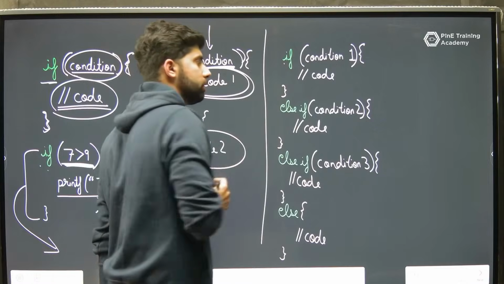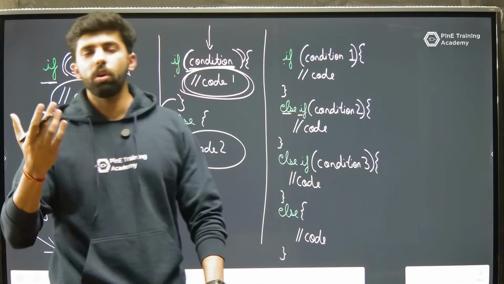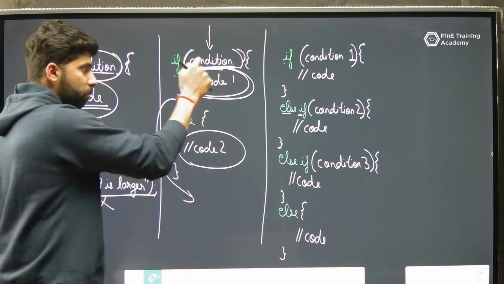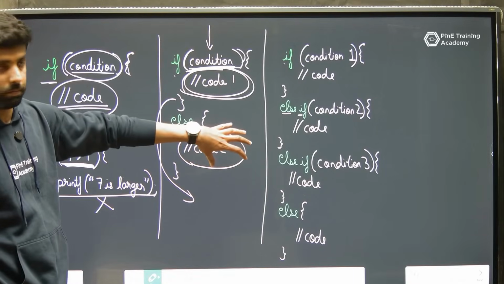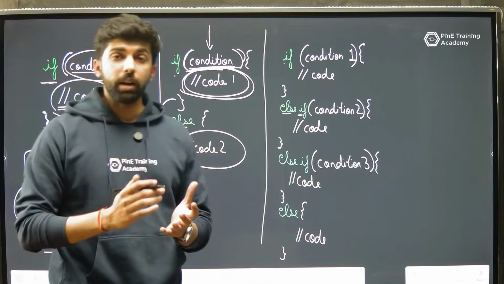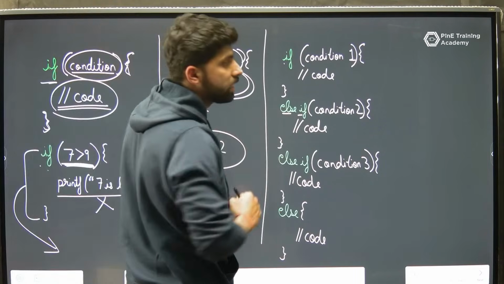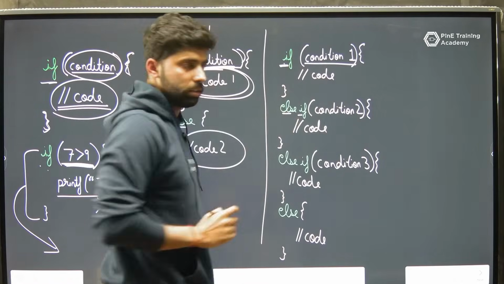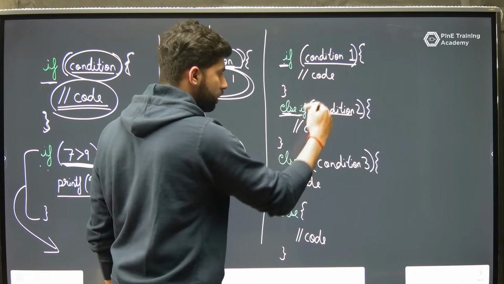We have if, and this time we have else if. Suppose you want to check multiple conditions. What is happening right now is we check one condition, and if that is true, we run this code. If it is false, we run this code. But what if we want to check multiple conditions? In that case, we will use else if.